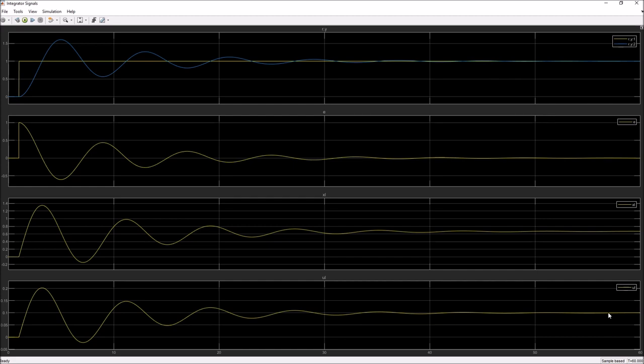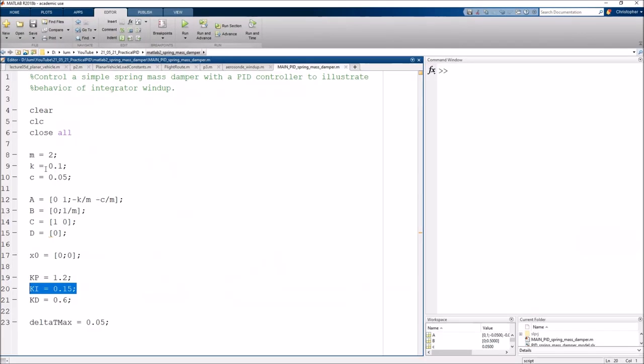If you think about this, we told the block to move 1 meter to the right, and I guess if we come back and look at the script, there's a spring constant of 0.1. So in order to move it, we basically have to apply a force which is equal to the spring constant deflected at 1 meter, which is 0.1 newtons, right? So great, that all checks out.